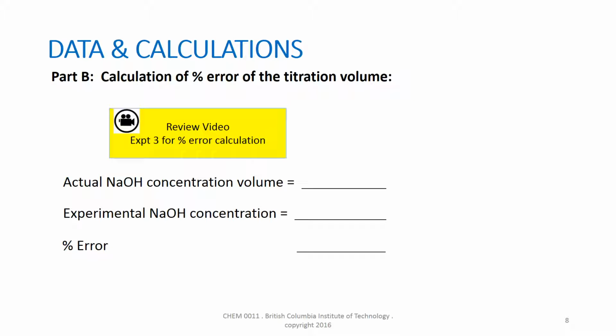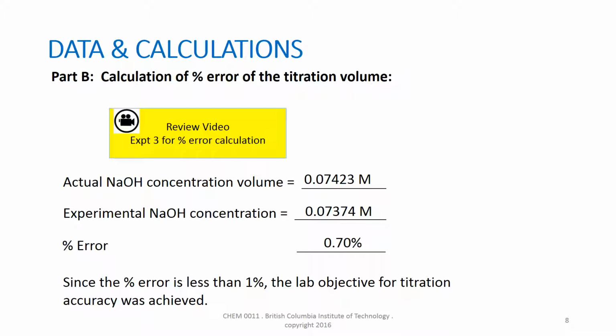Review the Experiment 3 video to do the percent error calculation. The actual NaOH concentration will be provided by an instructor. In this example, the concentration is assumed to be 0.07423 molar. From slide 7, the experimental concentration is 0.07374. Therefore, the percent error is calculated to be 0.70%. In this example, the percent error is less than 1%. Therefore, the lab objective for titration has been achieved.